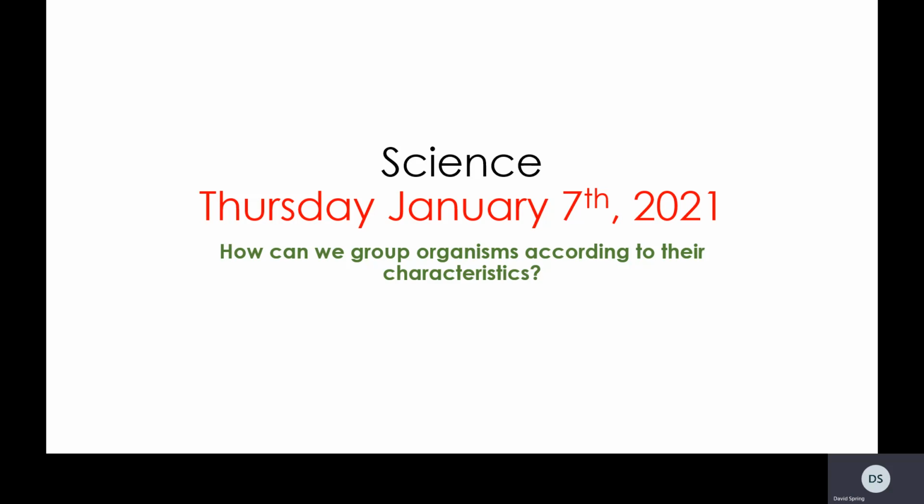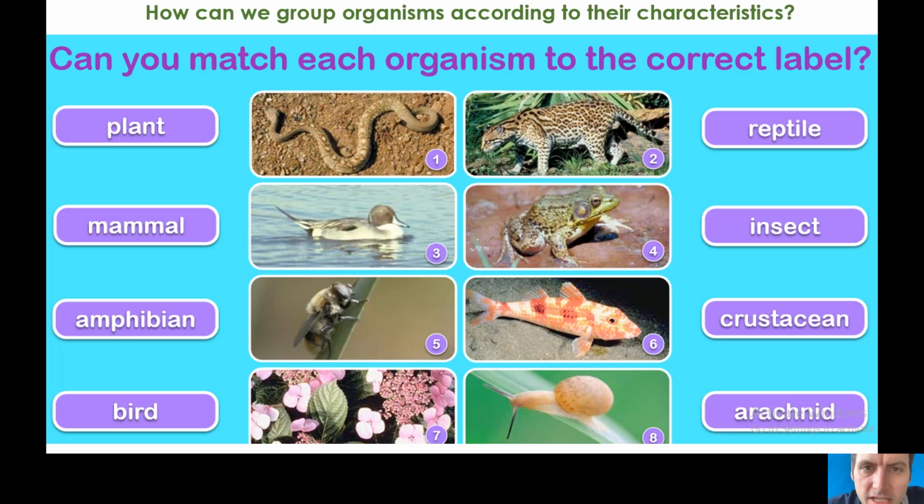Now, moving on from our electricity and circuits work last term, we're now thinking about how we can group organisms according to their characteristics. So what we know about something will allow us to put it in the correct group. Okay, so these are a variety of organisms, so living beings.